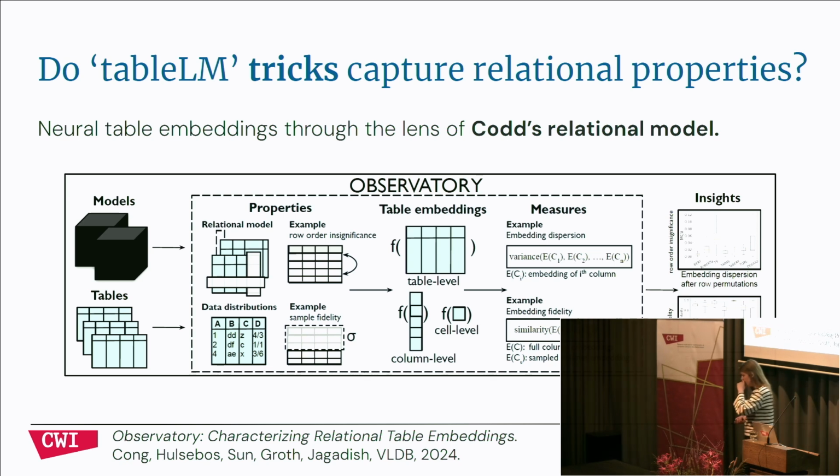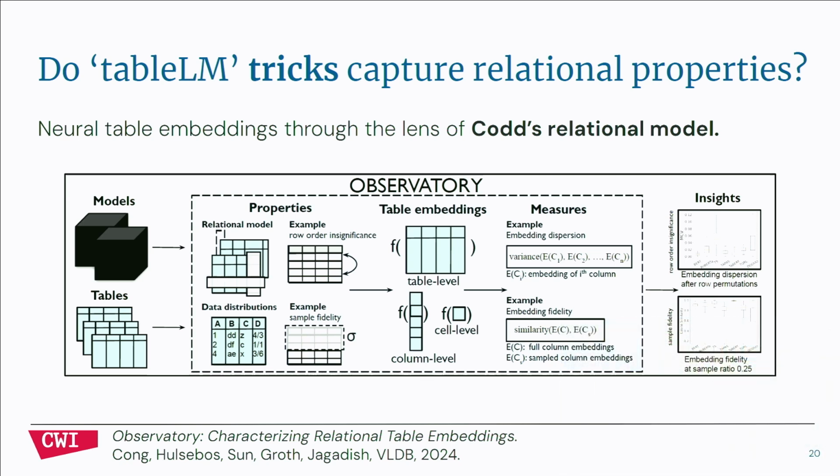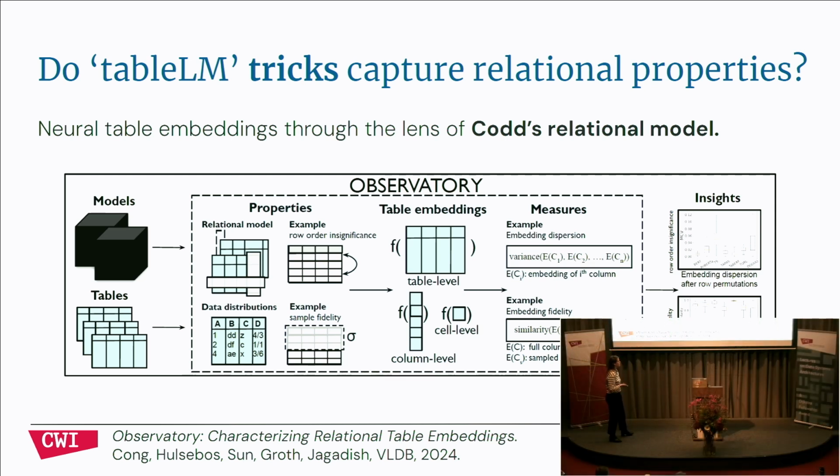So we have this tool called Observatory, and that captures quite some properties in line with the relational data model, and then evaluates table models through the embeddings that they generate on column level, on cell level, and on table level. I'll get to a concrete example in a little bit. But by doing that, we can better understand how well they actually reflect or preserve the relational properties that we know tables have.